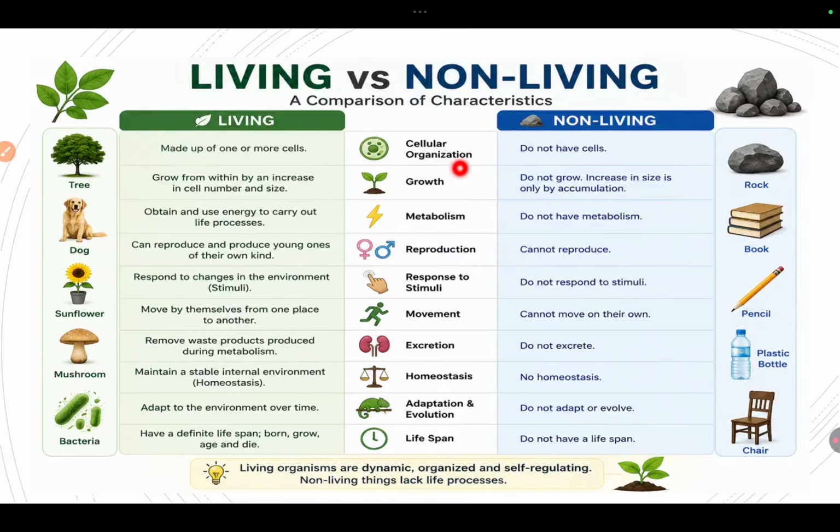Let's start. So what are the basic parameters we should follow to differentiate between a living and non-living? Here we start with cellular organization. Living things are made up of cells while non-living things are not made up of cells. Next is growth. Living things show growth and development. Metabolism. There are various chemical, biochemical processes, metabolism, anabolic, catabolic reactions taking place within the living organism. Reproduction. They reproduce their own kind.